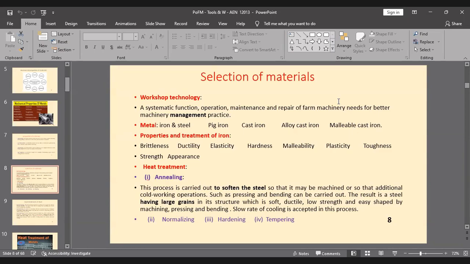Then metal. Iron, steel, pig iron, cast iron, alloy cast iron, malleable cast iron. Here we utilize iron. Fe, that is iron. Fe is the fundamental metal. Our world is actually based on this fundamental metal. Now the scientific world, actually the metal world.